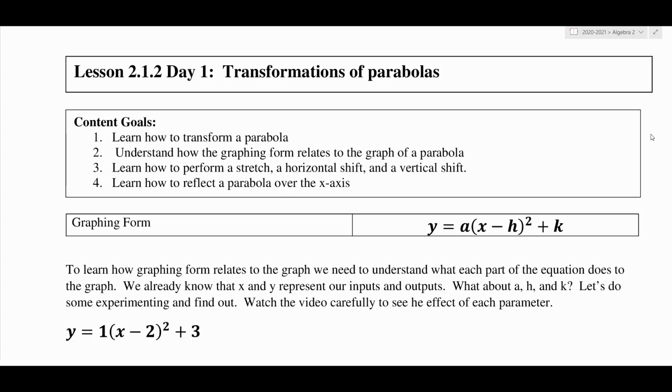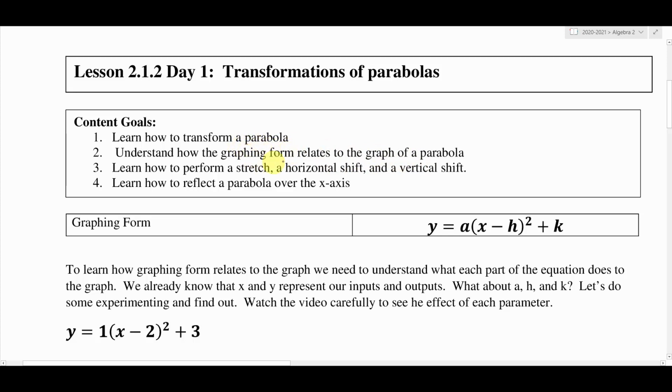We're going to be talking about transformations of parabolas. All right, so this kind of sounds like a weird word, but transformations is simply talking about how do we move parabolas. All right, and that's what we're going to learn about today. So our first goal is to learn how to transform or move a parabola around on the graph. Right? So we want to understand how the graphing form relates to the graph of a parabola.